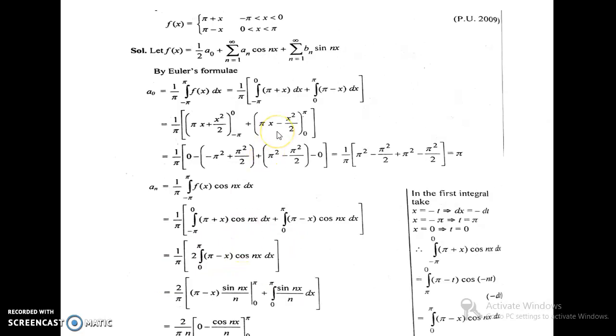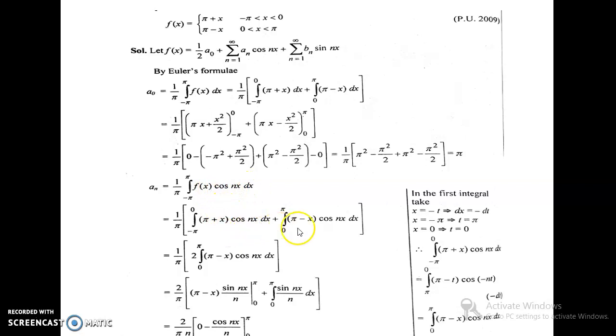Another example. In this example, function is defined as pi plus x for x lies between minus pi to 0, and for x lies between 0 to pi, the function is pi minus x. First, find the value of a naught. Calculations are very simple. a naught is equal to pi. Then find the value of an. an is equal to 1 upon pi integration of f(x) cos nx.